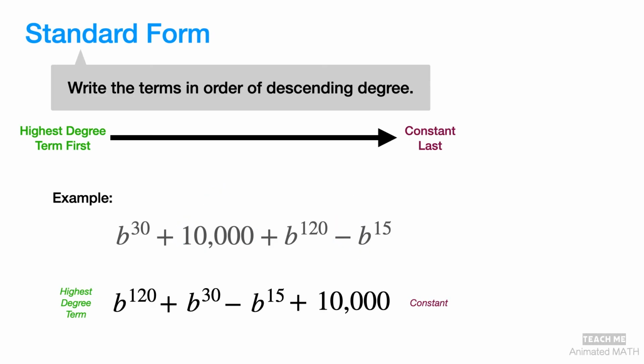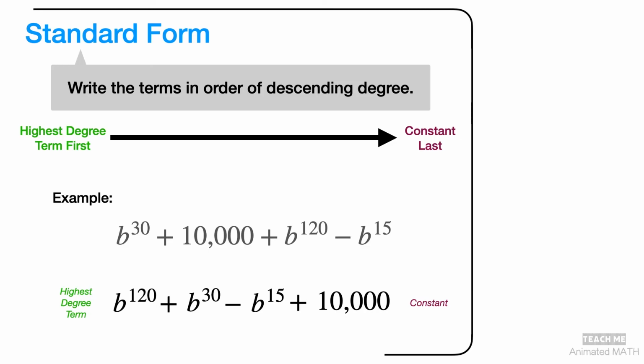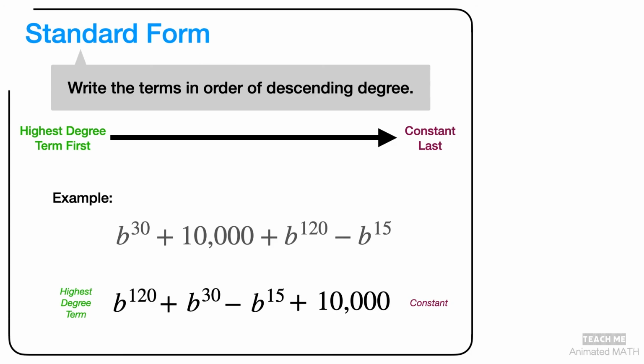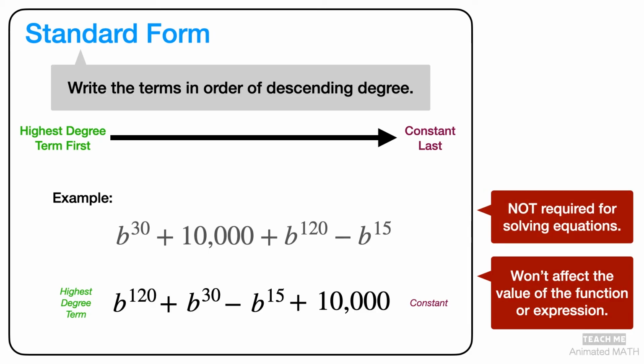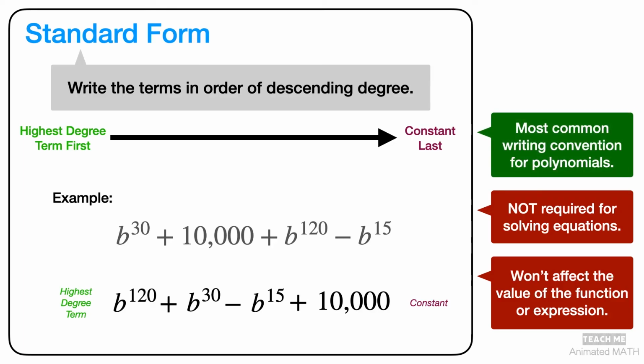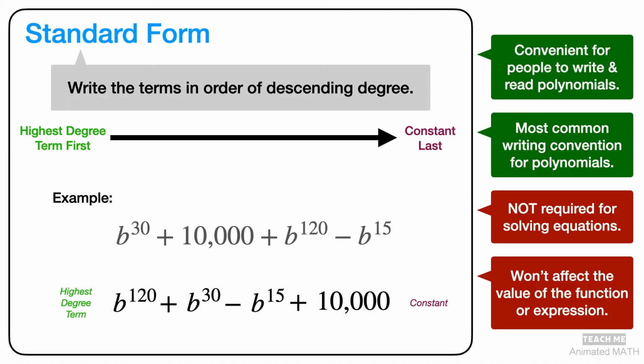So, does the standard form affect the value of the polynomial function? Why do we need to write the polynomials in standard form? Nope, it won't affect the value of the function, and it's not actually required. It's just the writing convention that is most common in the world of math. Simply put, it's more convenient for people to write and read it this way. Okay?